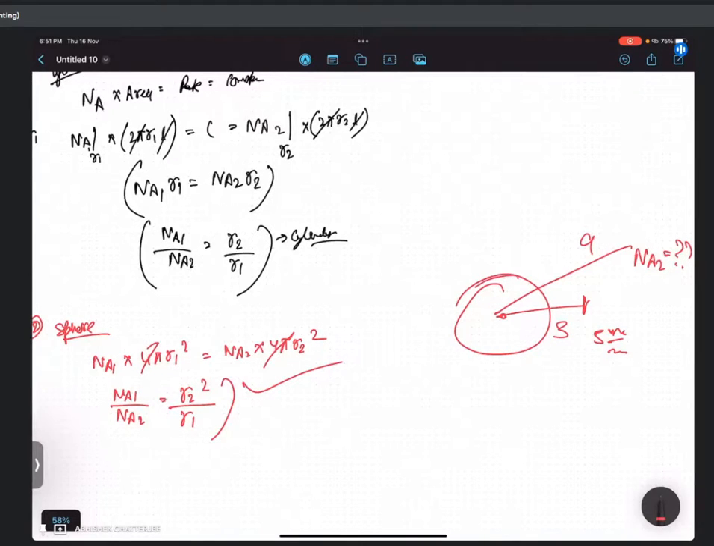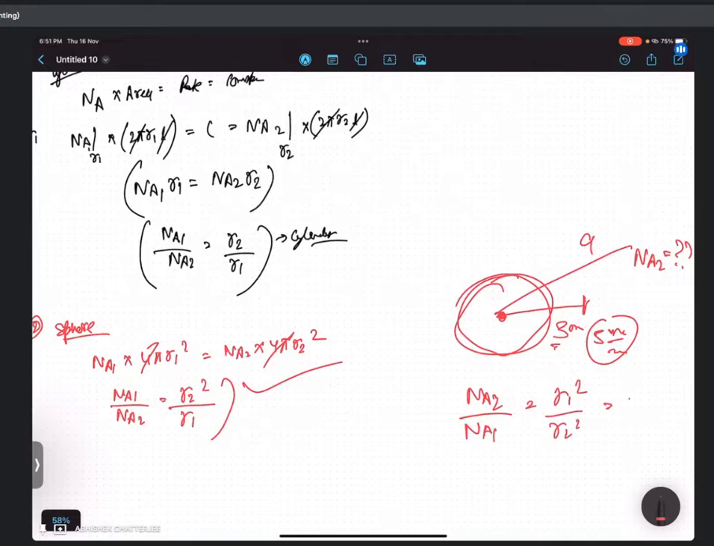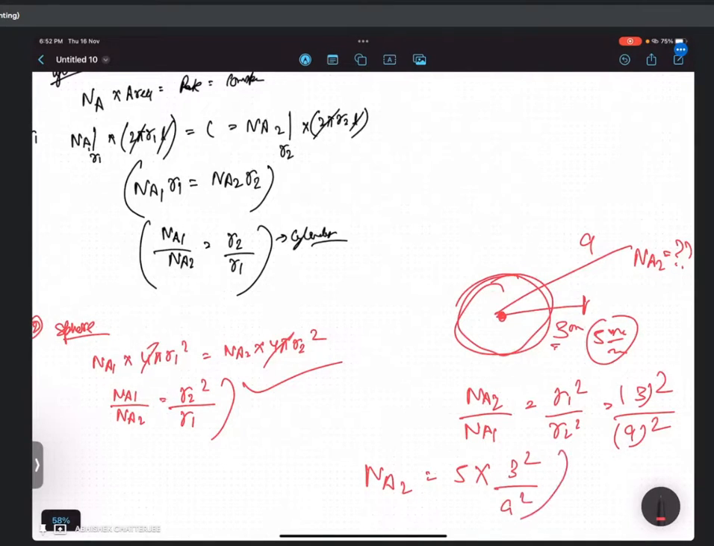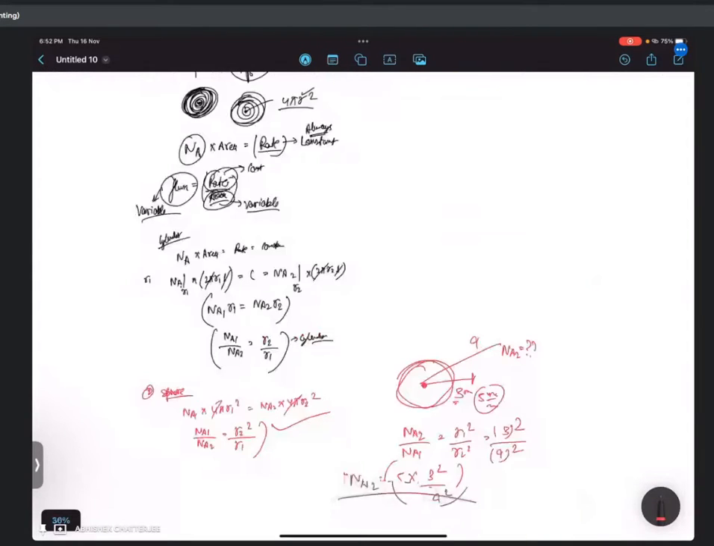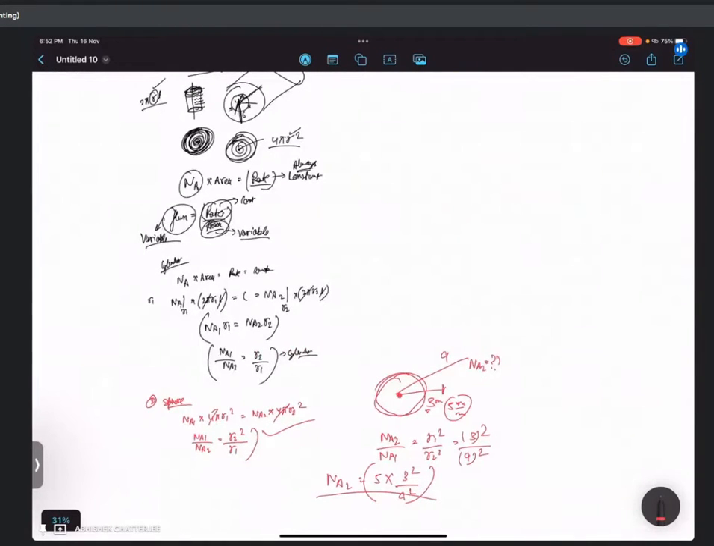Like a naphthalene ball will be given. It is said that from the center at a distance of 3 centimeter, the flux is 5. So at a distance of 9, how much will be the flux? So very simple. Na2 by Na1 will be equal to R1 square by R2 square. What is R1? That is 3 square. And what is R2? That is 9, so 9 square. So your Na2 will be equal to 5 into 3 square by 9 square. So like this, very easily you can solve these questions. So this was the concept of diffusion through varying area.